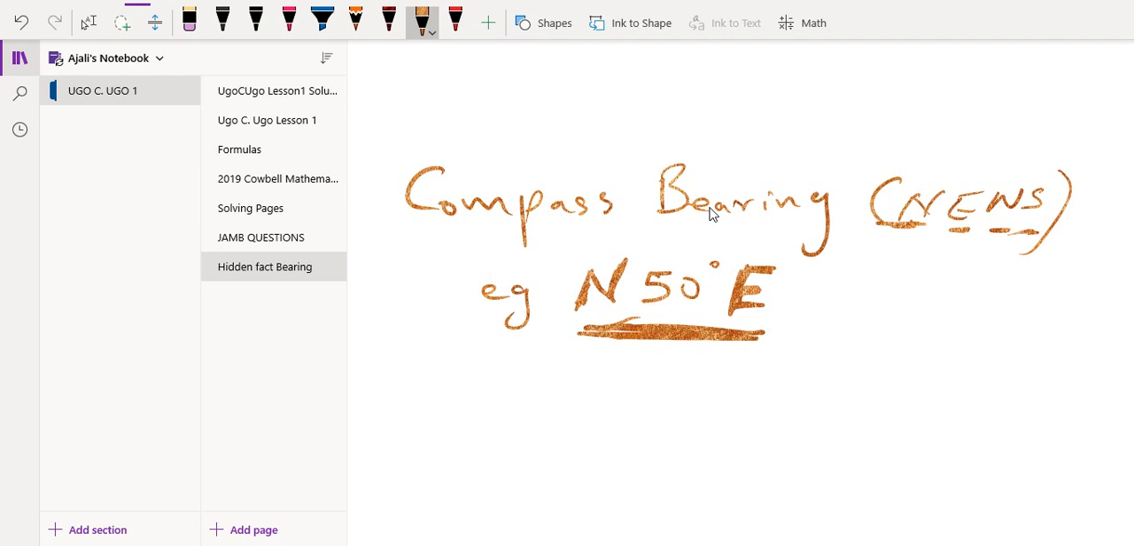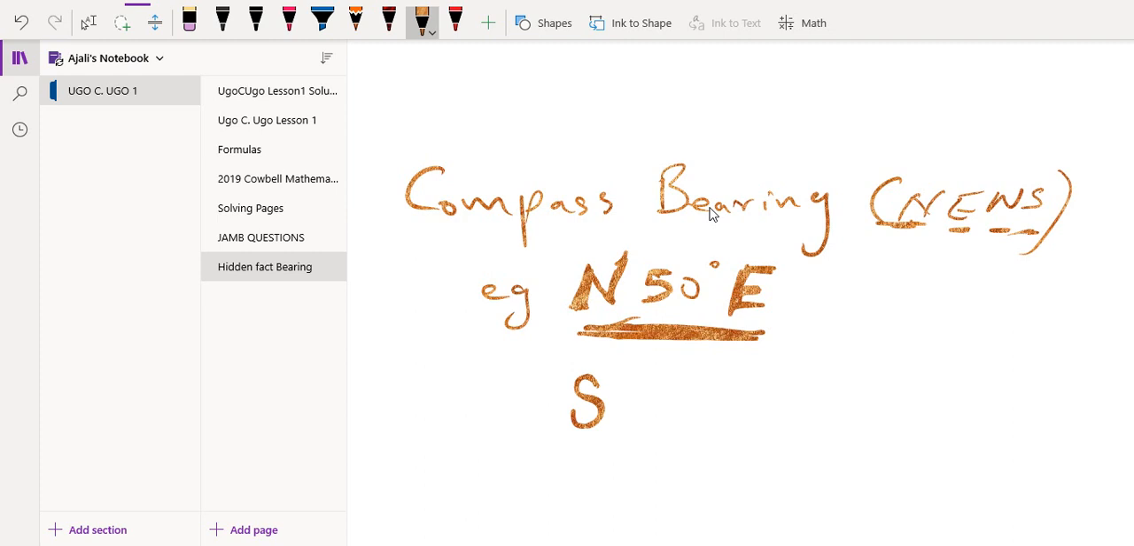So compass bearing, you must have the cardinal points, and the cardinal points are what? North, east, west, and south. Okay. Now look at the screen, please. Now for compass bearing, you can either start with north or with south. Those are the only two you can start with.